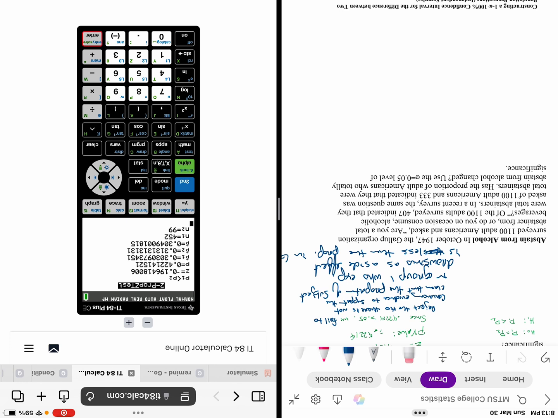Abstaining from alcohol. In October 1947, the Gallup organization surveyed 1,100 adult Americans and asked, "Are you a total abstainer from, or do you on occasional consume alcoholic beverages?" Of the 1,100 students surveyed, 407 indicated they were total abstainers. In a recent survey, the same question was asked to 1,100 Americans, and 333 indicated they were total abstainers. Has the proportion of adults who totally abstained from alcohol changed? Use the 5% level.